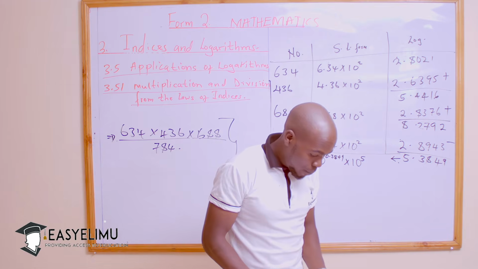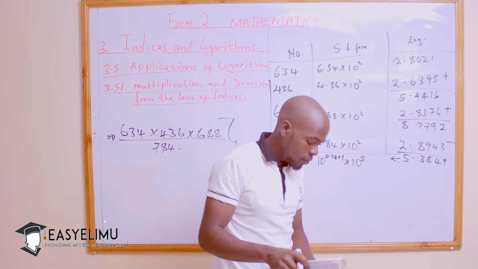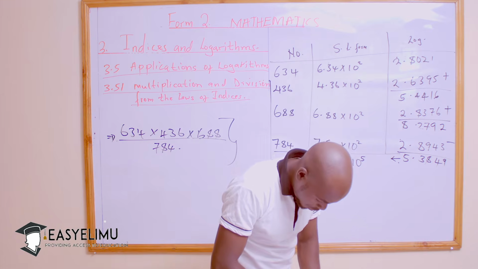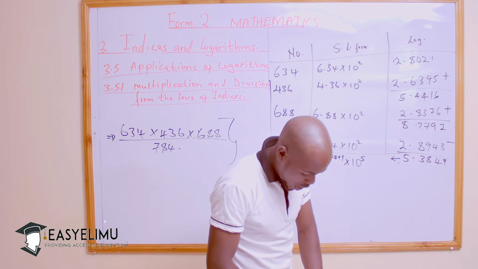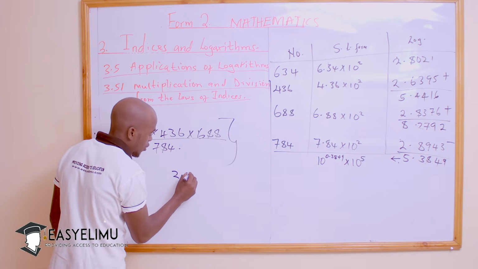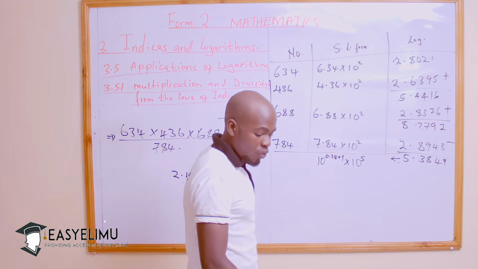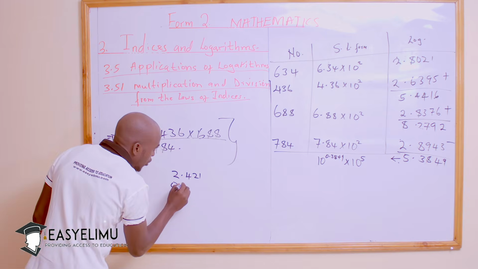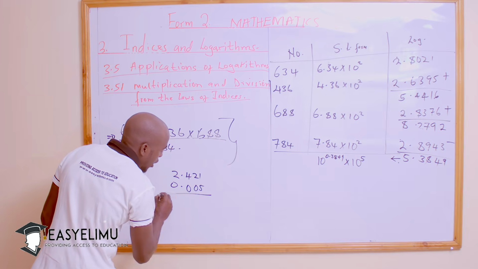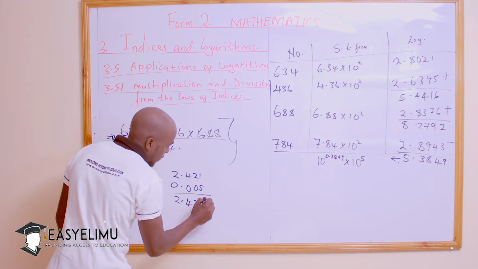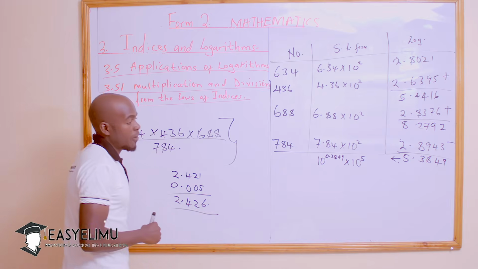That is 0.38, 0.38, 0.384, and then 9. You'll find it's 2.421. So I can write 2.421. Then you have to add 5, so that is 0.005. And if that is the case, you're going to have 6. So this is what we are going to find.